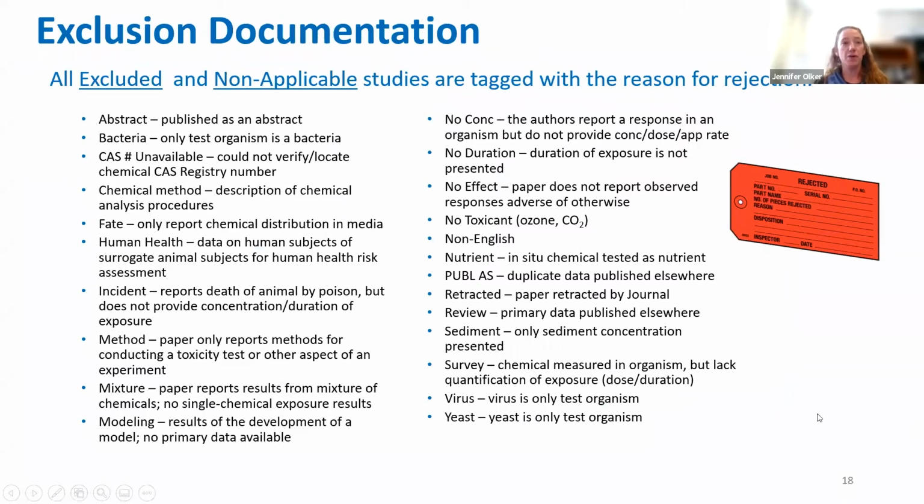So as I mentioned before, the reasons that papers are excluded from moving forward in the pipeline or considered non-applicable are tagged for the reason for rejection. This is really important because we can document why a paper was not moved forward for ECOTOX. And it's also really important because there are other disciplines that may be interested in some of these papers that we've identified through our literature searches.